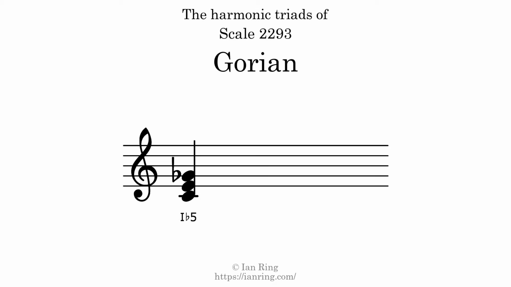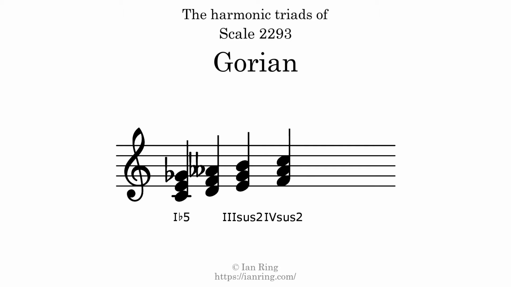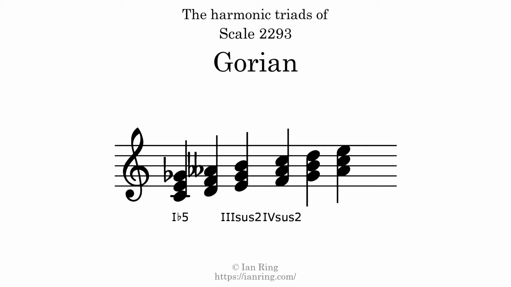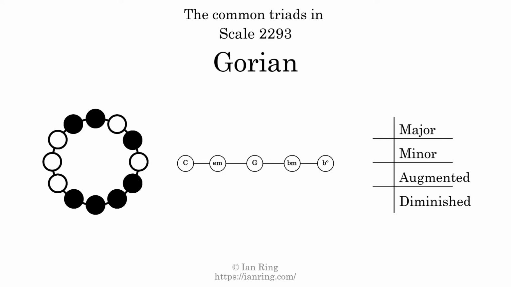Major flat 5. Unnamed. sus2. sus2. Unnamed. Unnamed. Diminished. Here are the common triads present in this scale. The diagram in the center is a graph of parsimonious voice leading between triads.